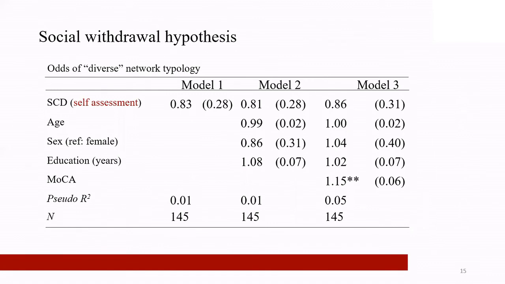To assess the social withdrawal hypothesis, which as a reminder said that participants with self-assessed subjective cognitive decline are going to report smaller, more restricted ego networks compared to cognitively normal participants, we ran a series of logistic regressions, regressing on the odds of being in the diverse network typology. You can see here across models, the odds ratio for SCD, which is subjective cognitive decline for self-assessment, failed to reach significance even after controlling for education, sex, and age. In model 3, however, you'll see that there is a significant relationship between MOCA and the odds of having a diverse network.